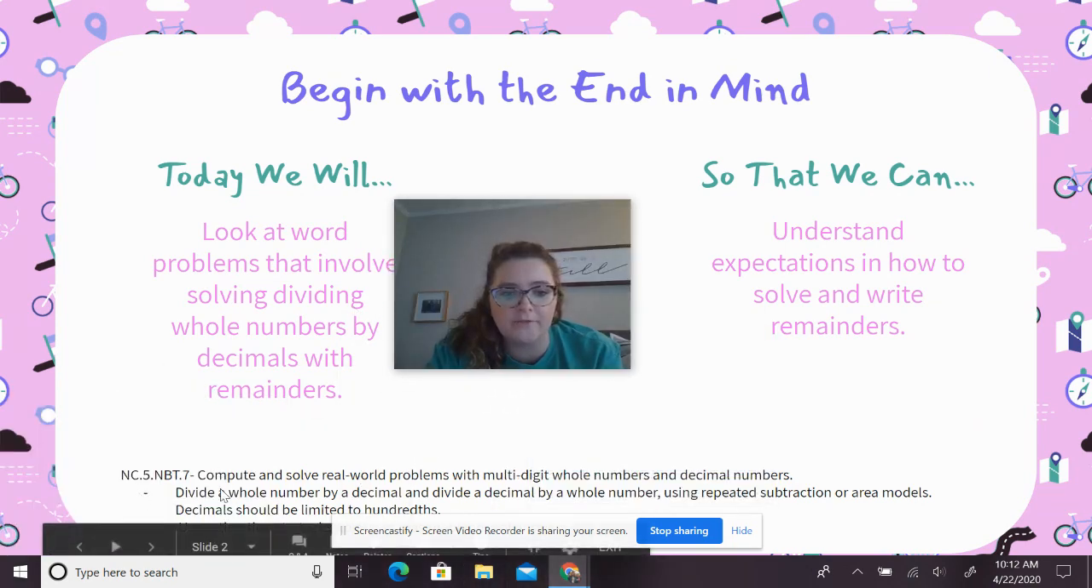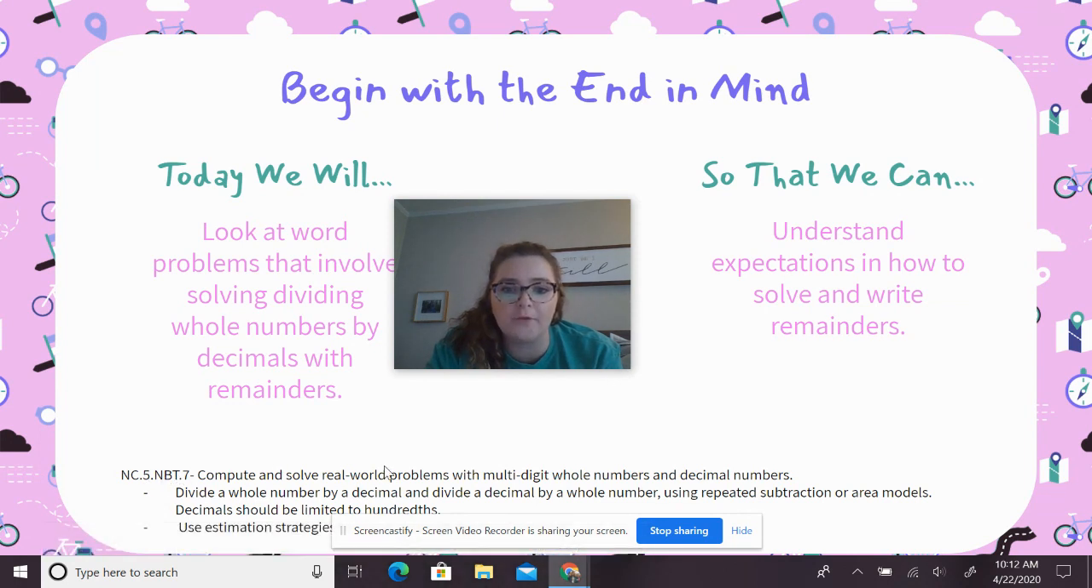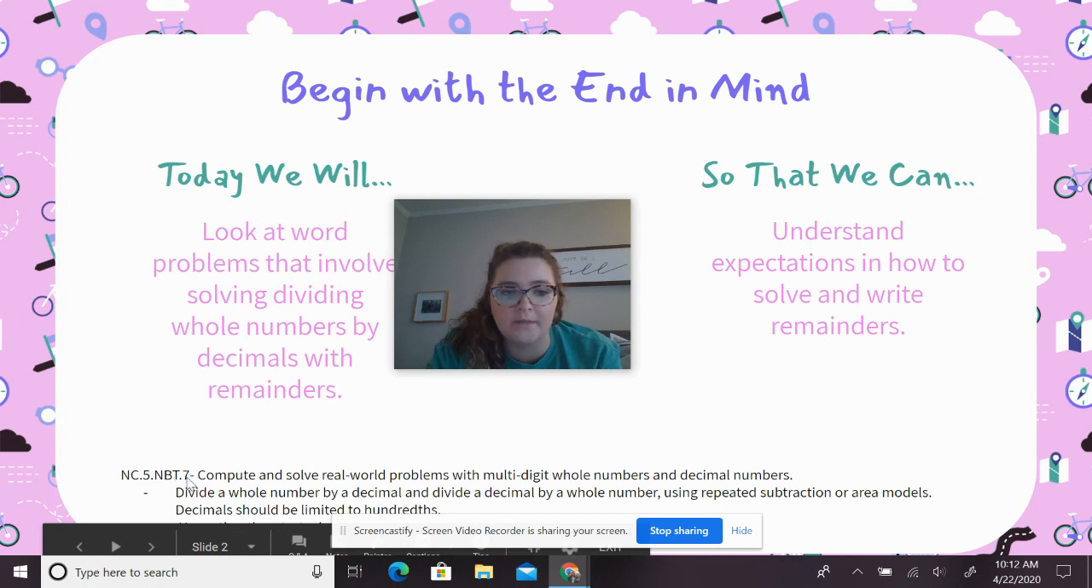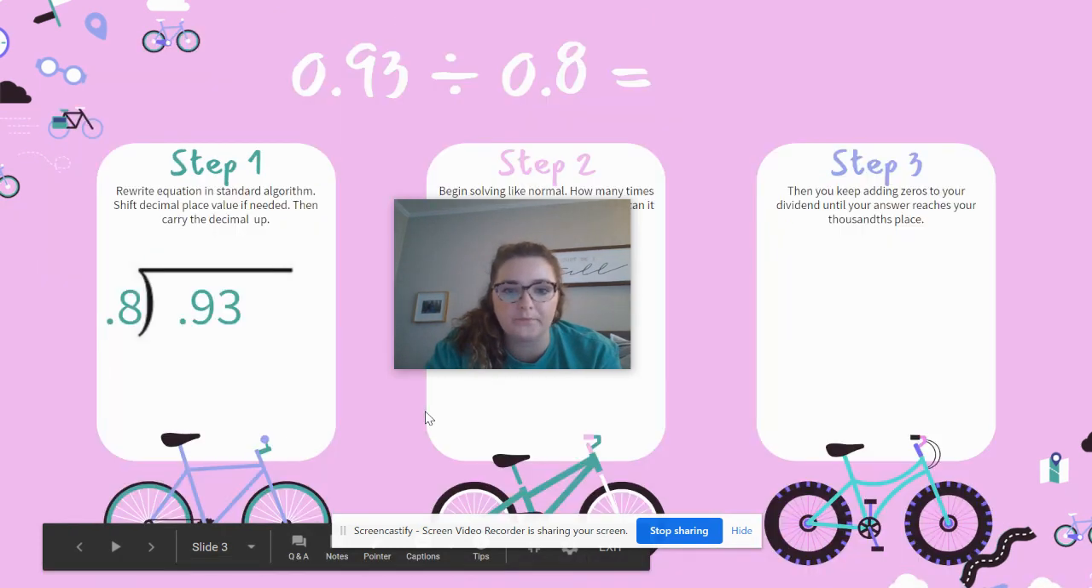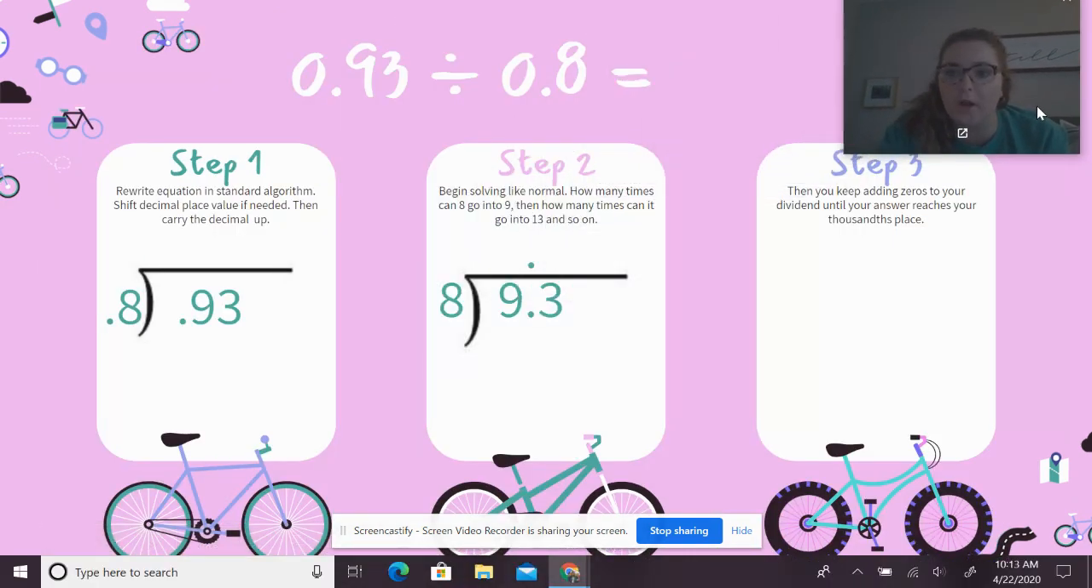And down here, I have just put for you the standard that we've been focusing on since we've begun virtual learning in the Gator Gallery page, and it's MVT 7. And this part is just the dividing whole numbers. Technically, that base 10 number system standard actually involves all operations within decimals, but right now we're focusing on dividing. Okay, so here's our first problem.